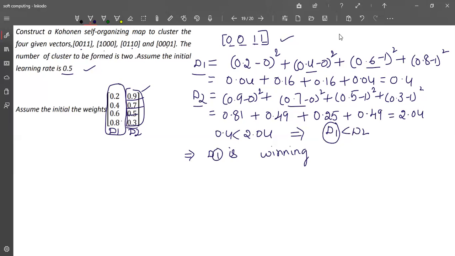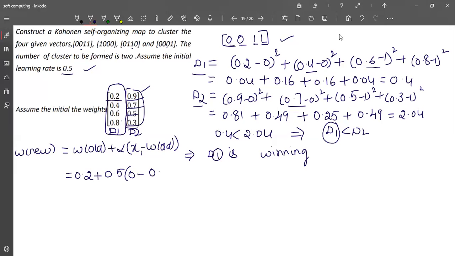So how we update the weight matrix is: our new weight will be old weight plus learning rate alpha into (our vector x minus our old weight). This is the formula we need to use for updating the weights. So now let's update 0.2. The new weight for 0.2 is old weight 0.2 plus our learning rate alpha 0.5 and we will be taking x1, so 0 minus again the old weight 0.2. This will give you 0.2 minus 0.1, so 0.1.